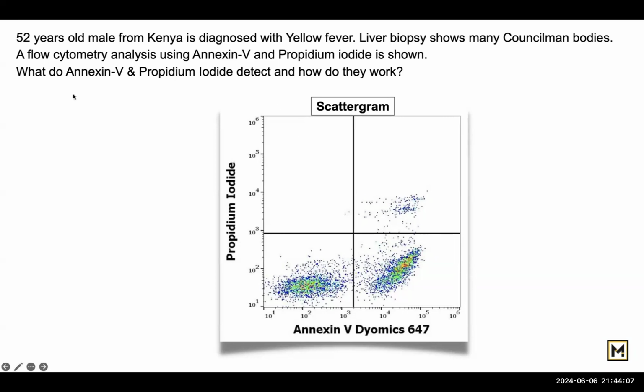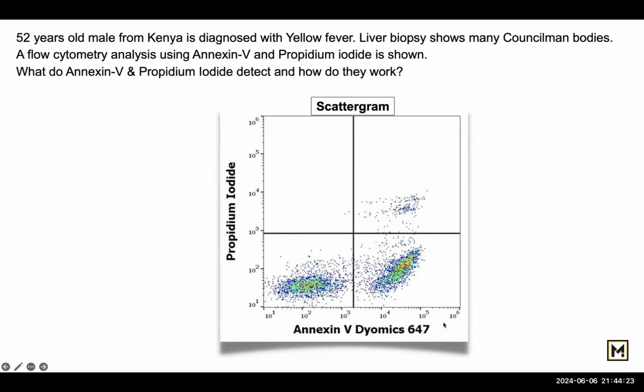Now they are asking two questions. One is, what do annexin V and propidium iodide detect? And the second part of the question is, how do they work? Now before we move to that part, let me explain this scattergram to you.